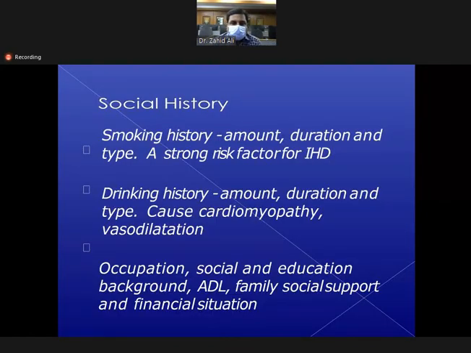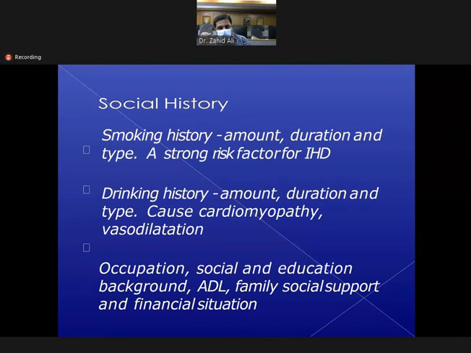About the social history, I told you that in smoking history, one should ask about the amount, meaning the number of cigarettes, and how long, two years, three years. And you know that type A is a person who is anxious and wants everything in a hurry. So a type A personality with a history of cigarette smoking is at increased risk for getting ischemic heart disease. Then alcohol history: amount, duration, type, and this causes cardiomyopathy and vasodilatation.